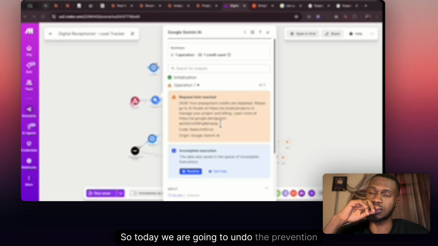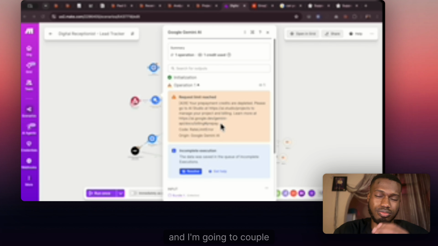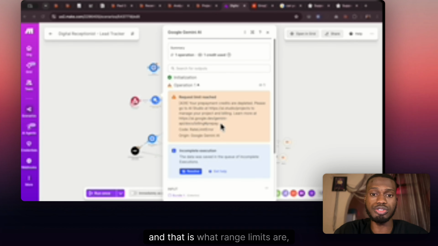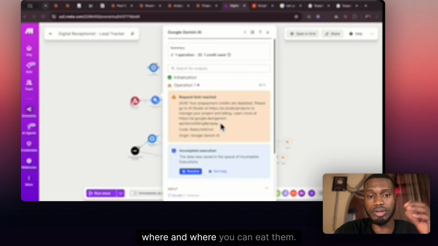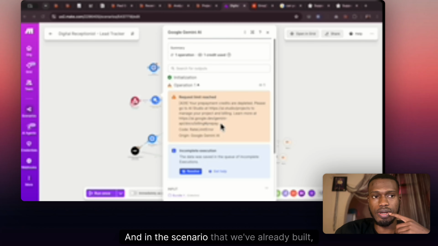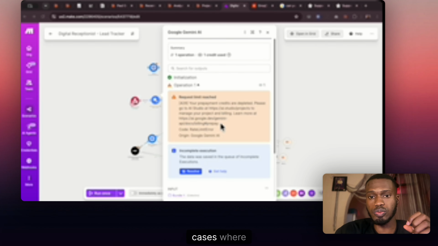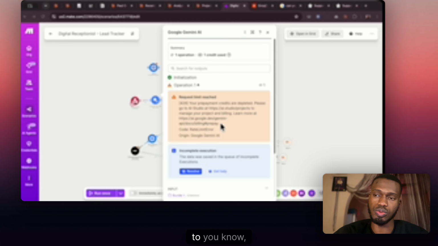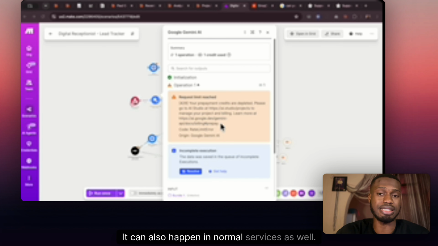So today we are going to cover the prevention layer, and I'm going to cover just a couple of things: what rate limits are, where you can hit them, and, in the scenario that we've already built, the case where I remember adding a sleep module, which was a fix to calculate a delay. Rate limit issues might not only happen when you're using API keys or the rest. It can also happen in normal services as well.